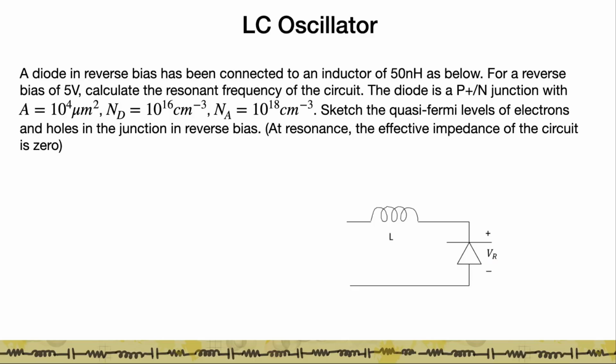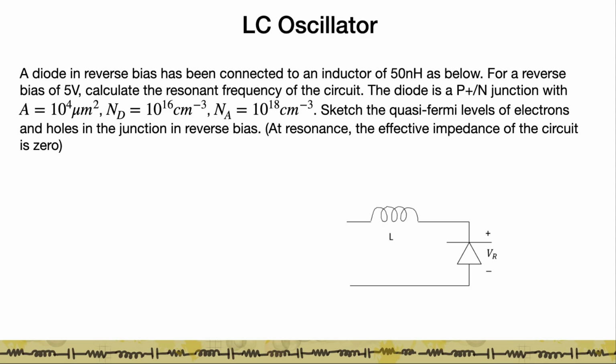Okay, let's move to the next problem. A diode in reverse bias has been connected to an inductor of 50 nanohenry. For a reverse bias of 5 volts, calculate the resonant frequency of the circuit. The diode is a PN junction or a P plus N junction with area given to be 10 power 4 per micron squared.